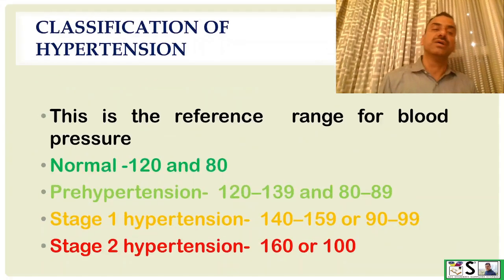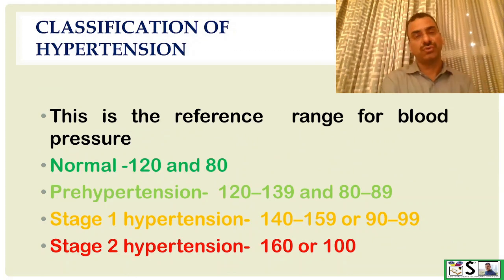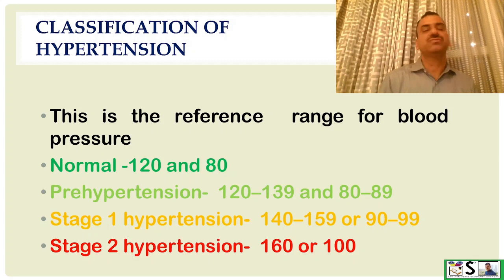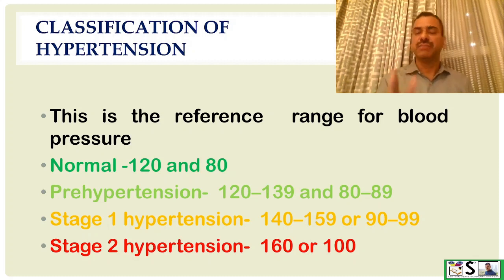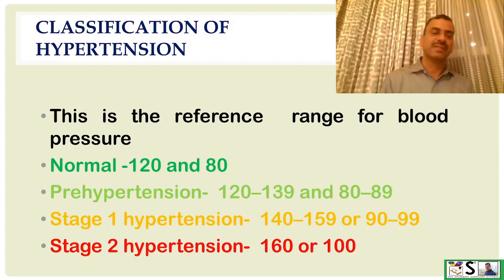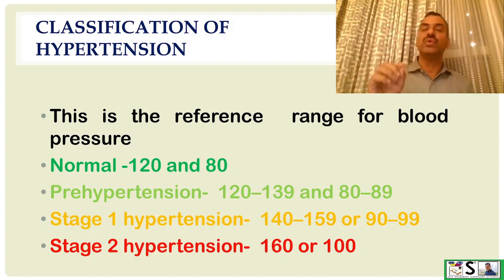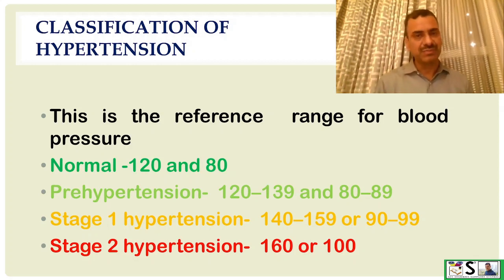Okay, now we should come to the classification of hypertension. These are the normal reference ranges for blood pressure. Normally, the normal blood pressure is 120 by 80 mm Hg. And what is pre-hypertension? Pre-hypertension is 120 to 139 mm of Hg systolic and 80 to 89 mm of Hg diastolic pressure. Then it is pre-hypertension, and the client will be pre-hypertensive.